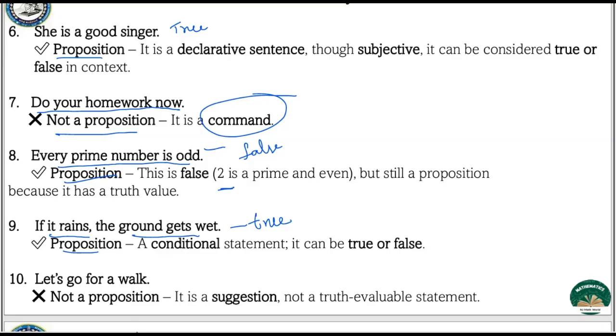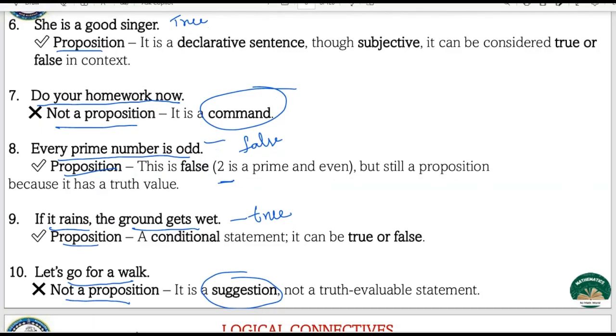Let's go for a walk. It is a suggestion. Let's go for a walk. It is not a proposition because it is a suggestion. So this is how you will identify whether it is a proposition or not.